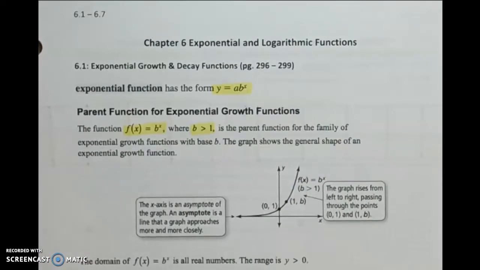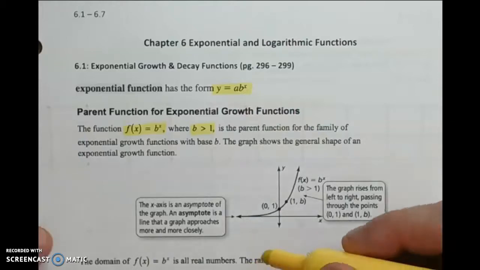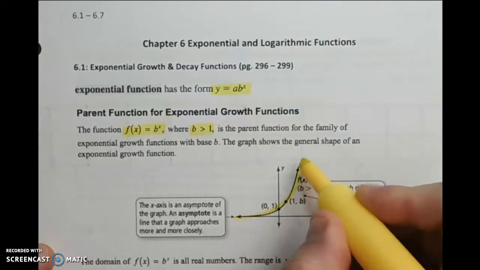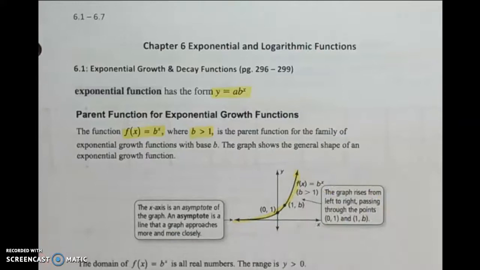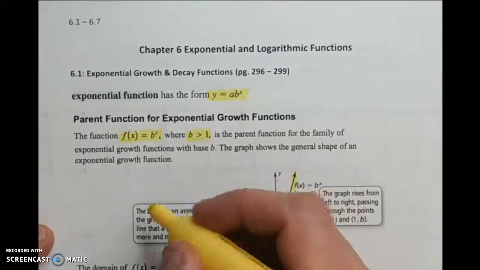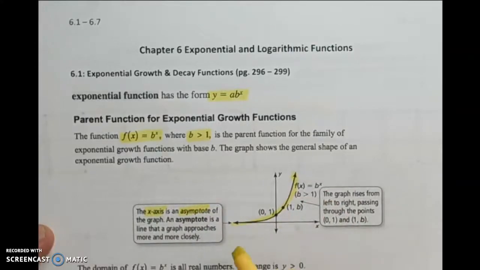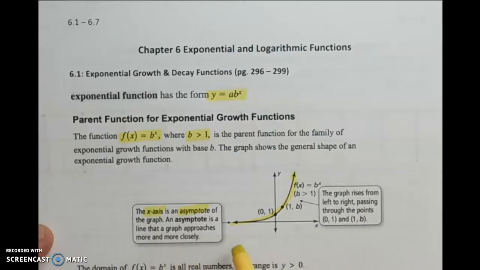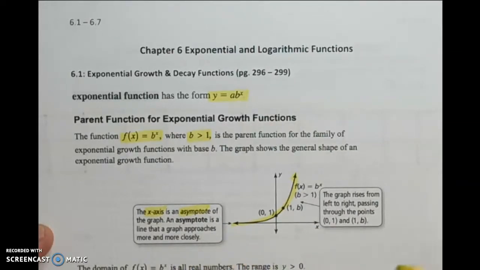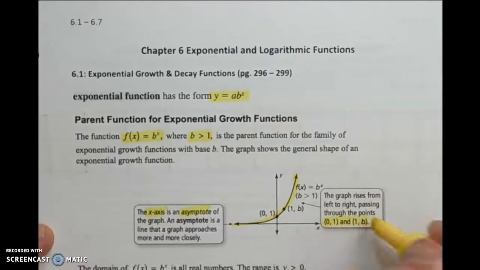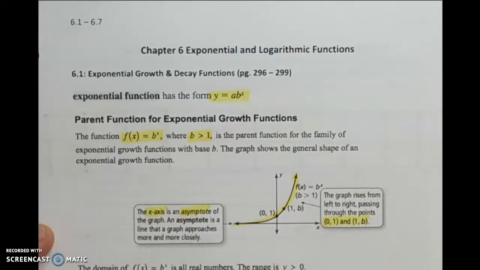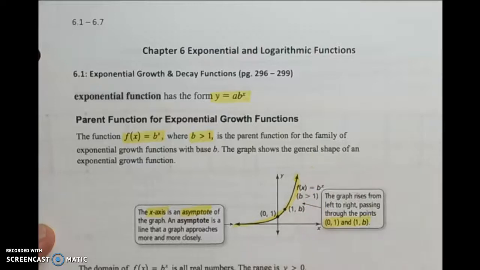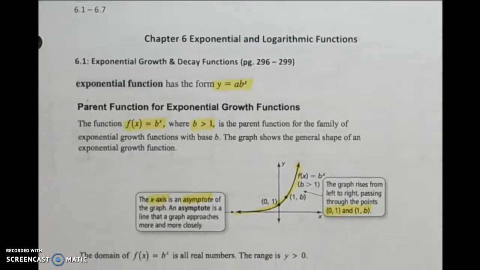Alright, we have this base, which is b, and the general shape is always going to look something like this. It's going to go kind of slowly, and then it's going to shoot up really fast with this exponential growth. Your x-axis is an asymptote, which again means it's not going to touch that line, right? It's going to approach and get more and more closely, but it will not touch. It is also going to hit points (0, 1) and (1, b). So they're all going to look pretty similar to that.